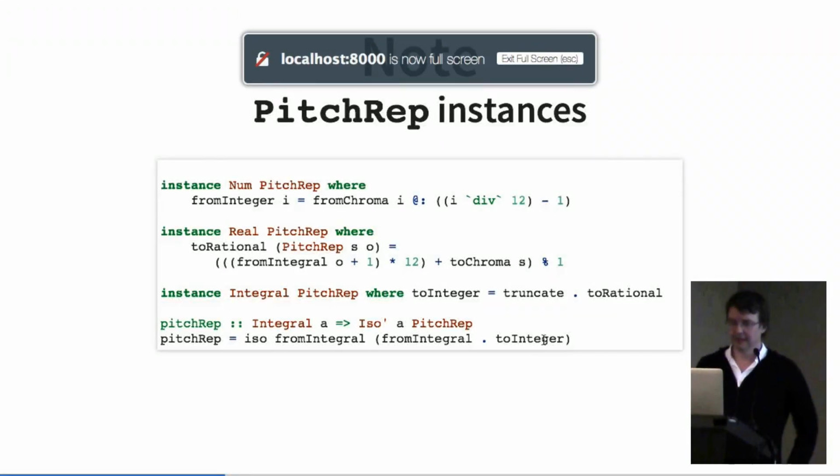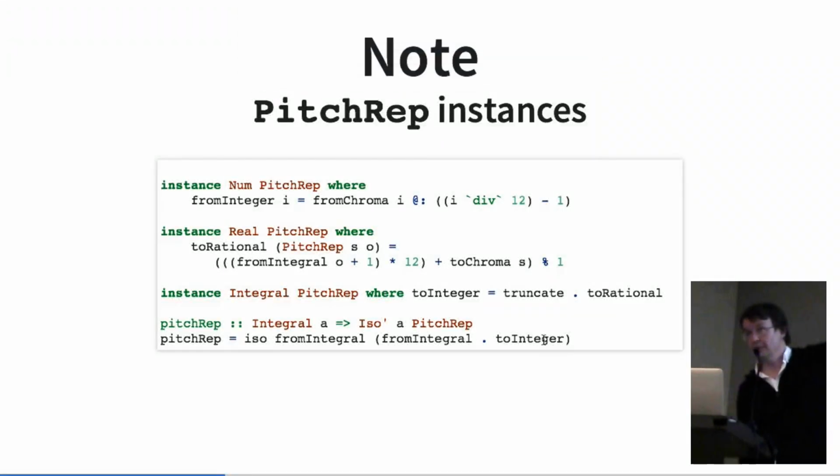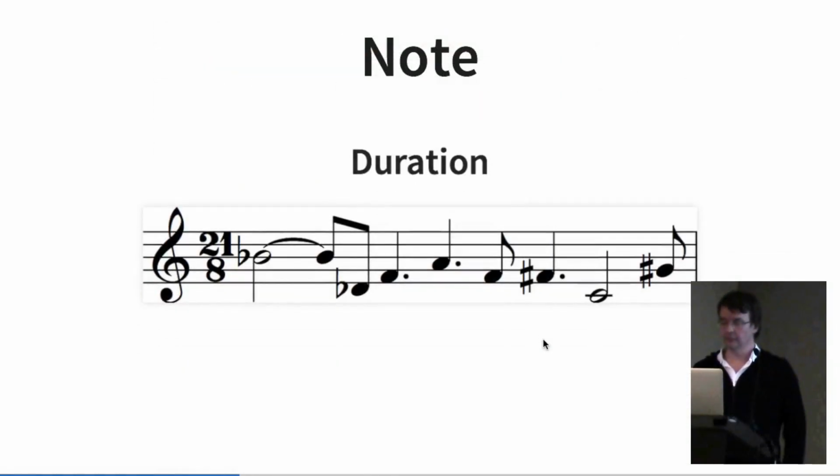All right. And most importantly, I provide the ISO. If you're familiar with lens and isomorphisms, an ISO is a way to convert back and forth from one type to the next, and it kind of gives you a proof that it actually works. In this case, I have an ISO that'll go from an Integral to my pitch rep. So good to go.